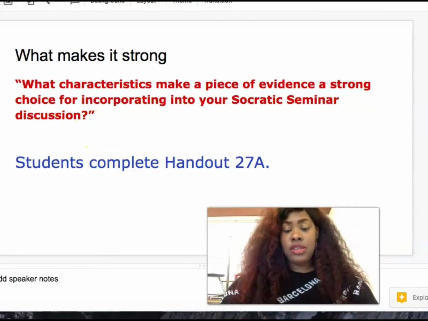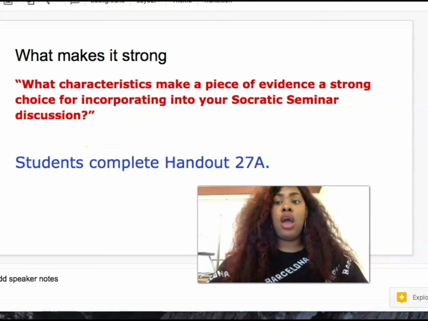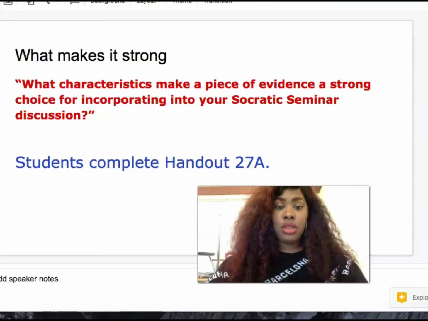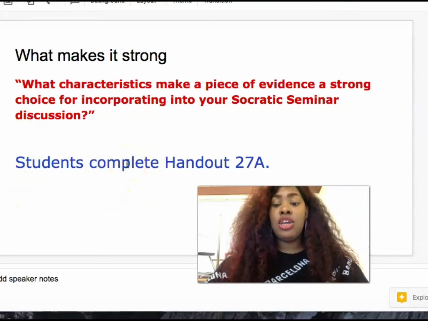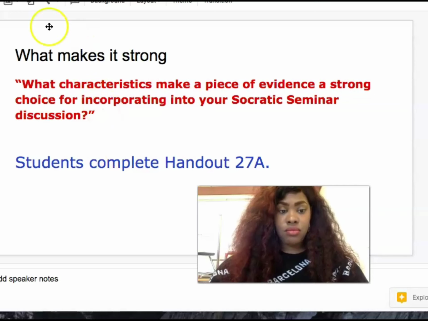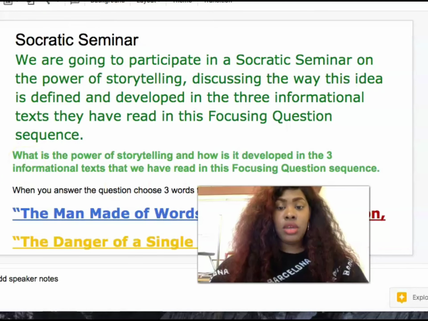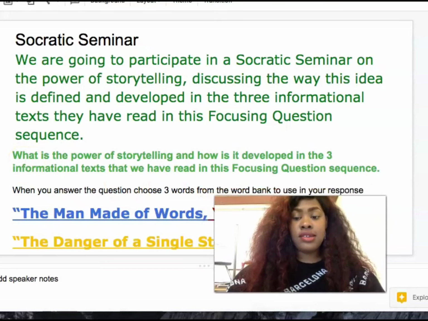So let's think about this before we get into our Socratic seminar. What makes textual evidence strong? What characteristics make a piece of evidence a strong choice for incorporating into your Socratic seminar discussion? Okay? At this time, you will go ahead and start completing your handout 27A. After you've completed that, we are going to go into our Socratic seminar.